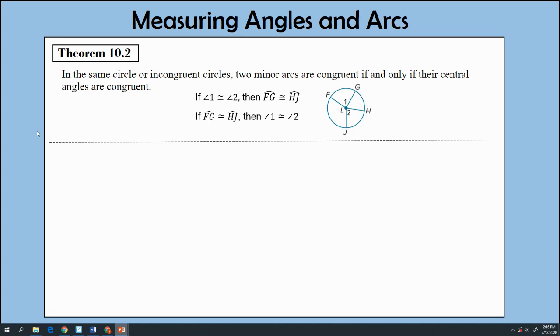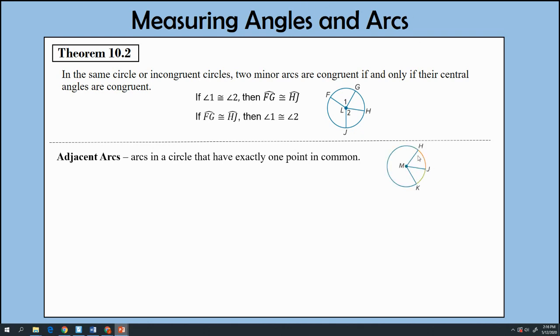Okay. Another concept we need to touch on is adjacent arcs. If you remember, we've seen this term adjacent before because we dealt with adjacent angles. Adjacent angles were two angles that were kind of side by side. They shared a common side. Well, an adjacent arc is going to share a common point. So if we look at circle M here, if I look at arc HJ and then arc JK, those two would be adjacent arcs. And the reason is they meet at point J. They bump right up next to each other. There's no separation here. So HJ and JK are what we call adjacent arcs.